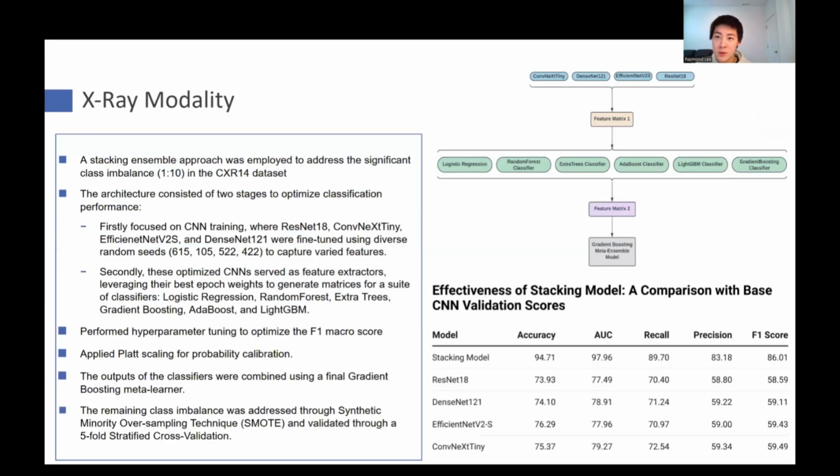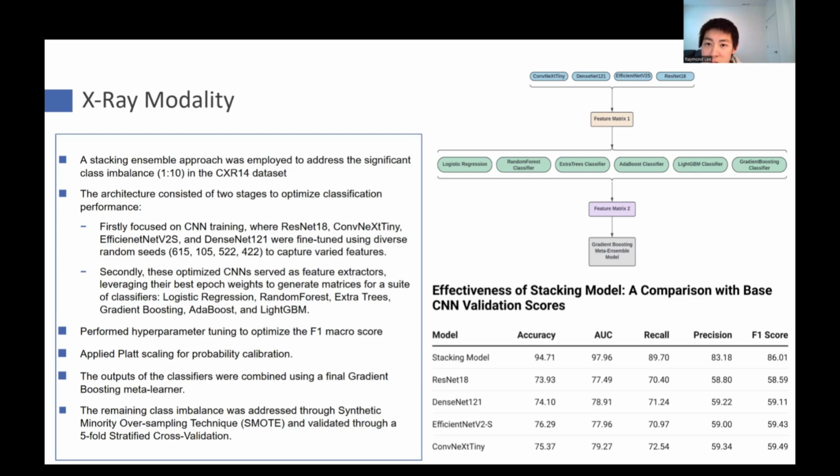Our next focus was on the X-ray modality, where a stacking ensemble approach was employed to address the significant class imbalance of 1 to 10 in the CXR14 dataset. It consists of two stages, as shown in our figure, where the first stage is the baseline CNNs, which is ResNet 18, ConvNeXt Tiny, EfficientNet V2S, and then DenseNet 121, trained on seeds of 615, 105, 522, and 422, respectively.